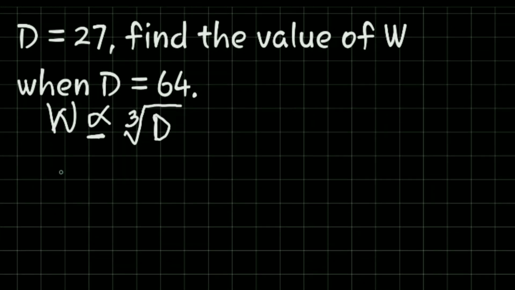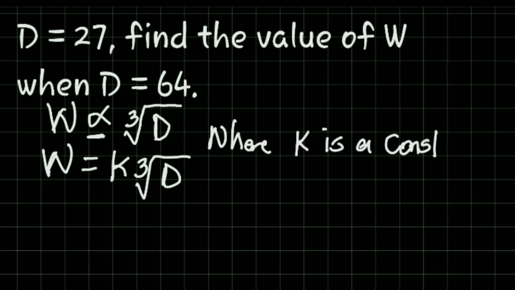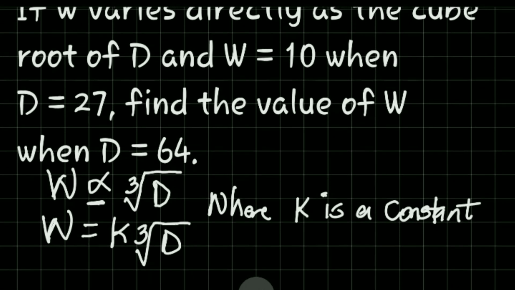So this will be W equals, once you change it to an equality sign, then you introduce your constant term. So we have K times the cube root of D. And so we state here where K is a constant. We have to introduce that constant term. There is an assumption that there is something that is constant. So where K is a constant. So now we want to find the value of K first.